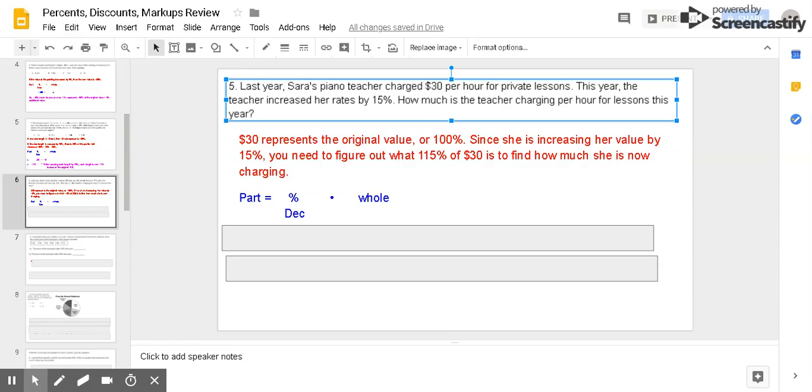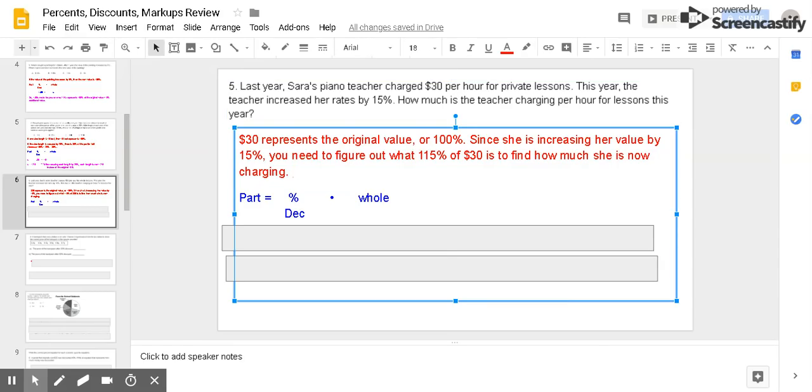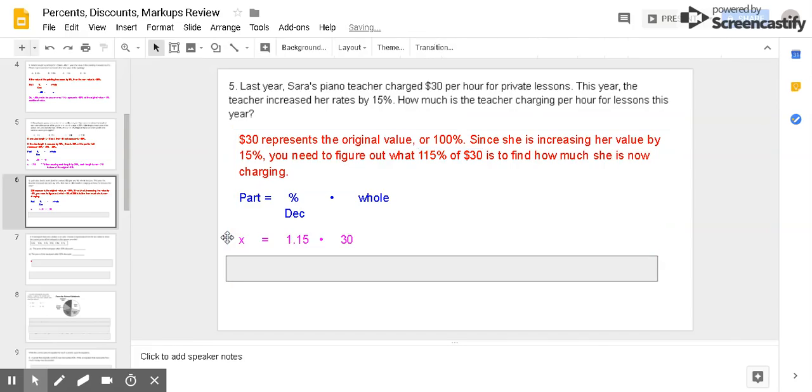Or 100%. She's choosing to increase her value by an extra 15%. So if $30 represents 100%, and she increases her value by 15%, you have to add 100%, which is her original value, plus that 15%, which is the additional value, to get 115%. So your job is to figure out what is 115% of 30. Once you know that, let's input the numbers that we know. 115% as a decimal is 1.15.